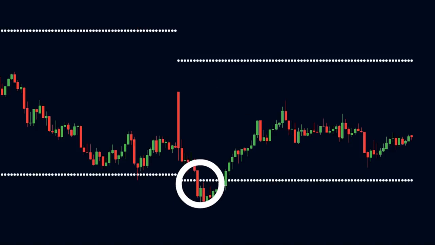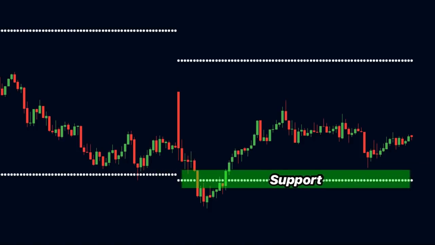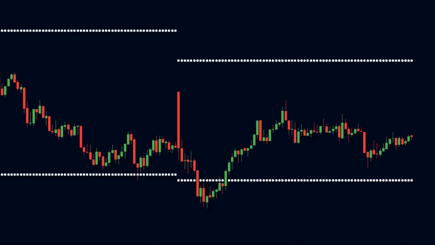Here at this point, we see that the price breaks below the previous day's low. But we know that the price is expected to be in a range. Therefore, we expect the price to find support near the previous day low. So we will not sell at this breakout.